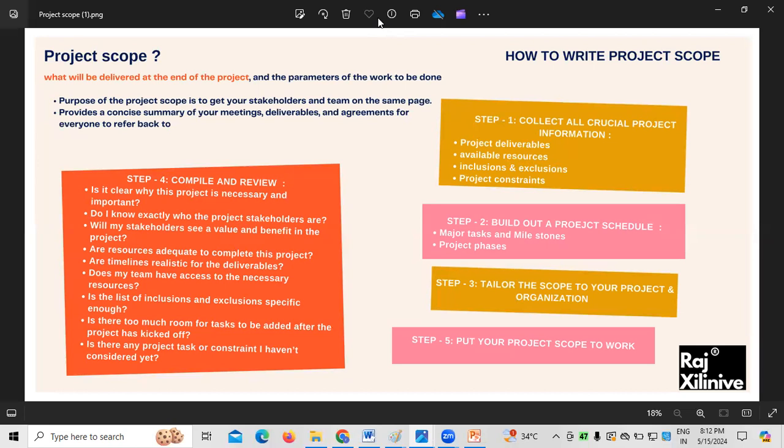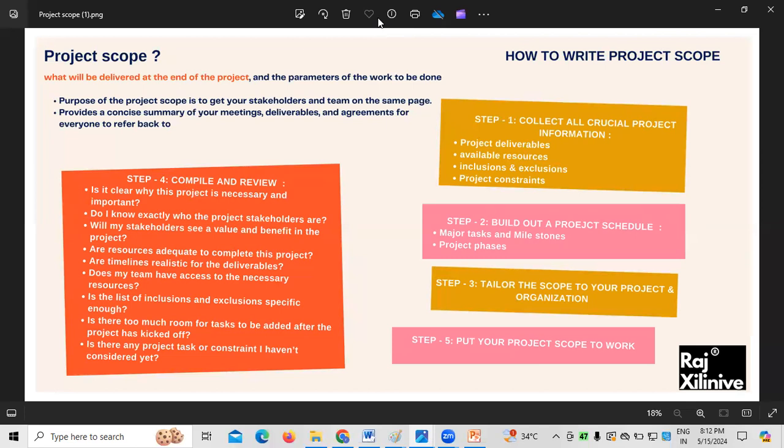Next. Are resources adequate to complete this project? Yes, resources can be anything. It can be manpower, it can be technology. Next. Are timelines realistic for the deliverables? So timelines must be realistic. Next. Does my team have access to the necessary resources? Could be from a technical standpoint. Team should be having all the necessary resources, accessibility is required.